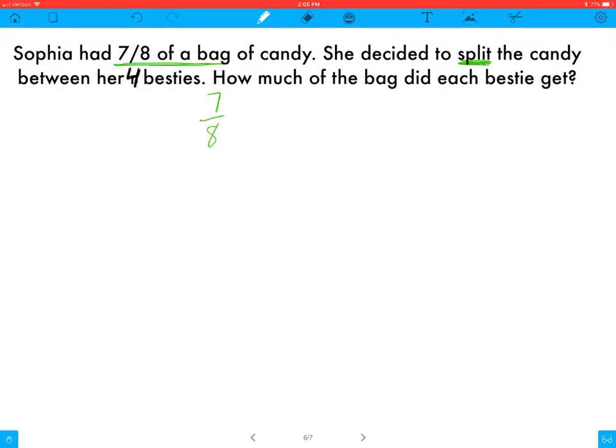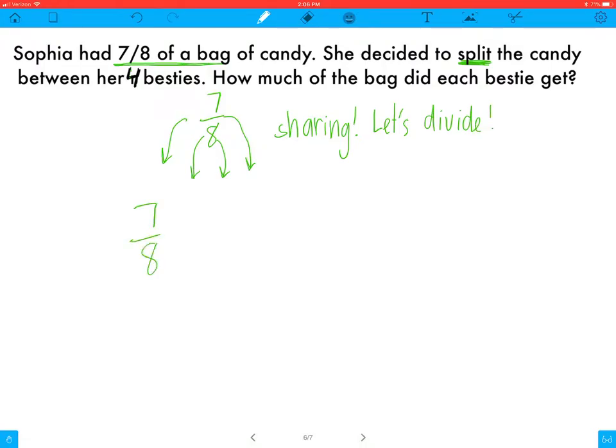So we're going to split that candy into 4 because apparently Sophia has 4 besties. Now, I'm going back to that problem and I'm looking for that word. She's splitting the candy. So I'm going to be dividing. It's going to be 7/8 divided by 4.